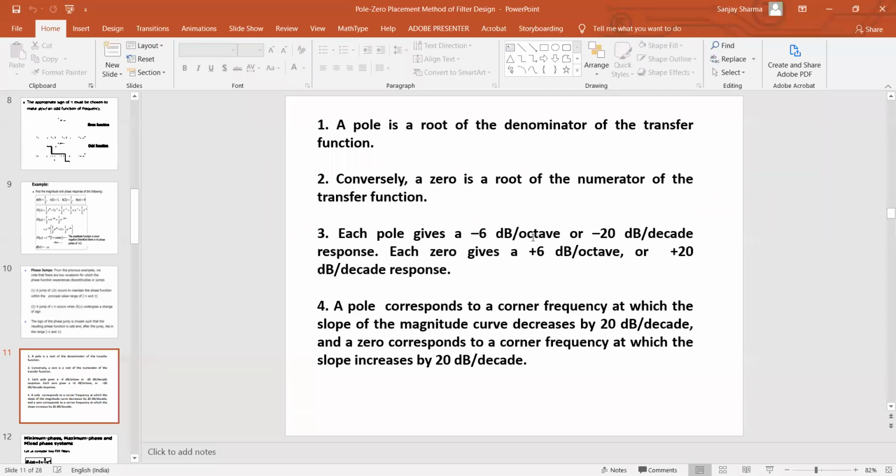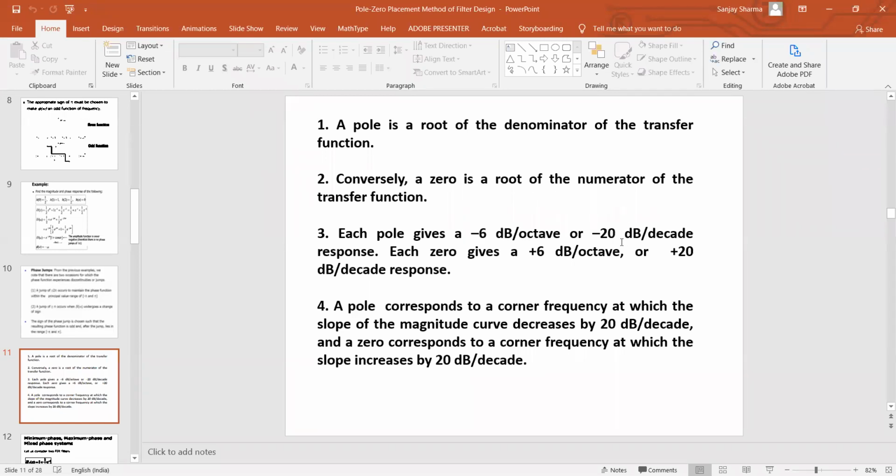Suppose you go from 50 hertz to 100 hertz, or from 100 hertz to 200 hertz, or from 10 kilohertz to, let's say, 20 kilohertz. With every doubling of frequency, the curve will take its shape with a minus 6 dB dip in the response. Because it is minus 6 dB, it will fall down: minus 6 dB fall per doubling of the frequency.